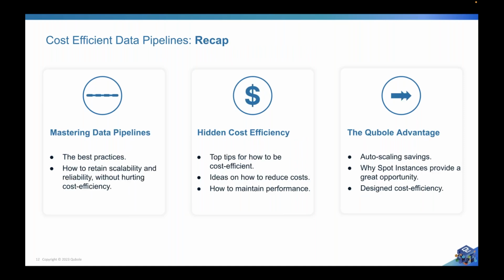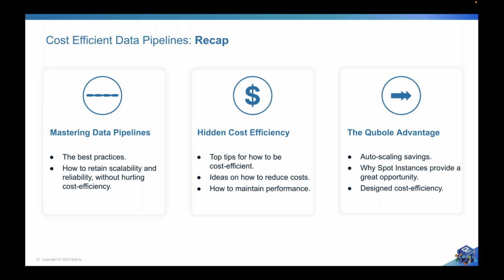Now, just a recap of what we have discussed today. So basically, how Cuball actually masters the data pipeline. The best practices that we learned, basically what we should be doing to make sure that the data pipelines are effective, scalable, reliable, and cost efficient. How do you reduce the hidden cost, basically the administration cost or infra cost? How can you reduce that? And basically the advantage of using Cuball.